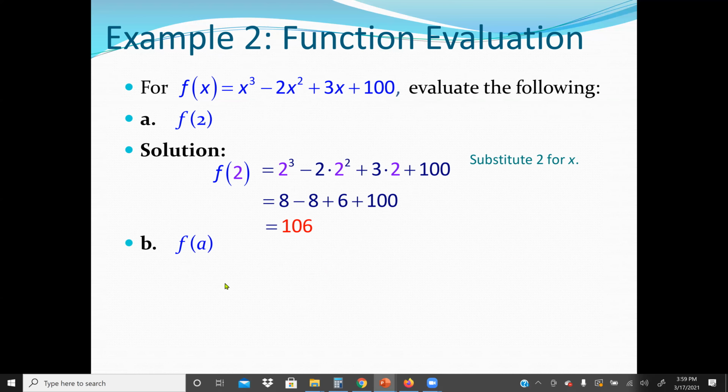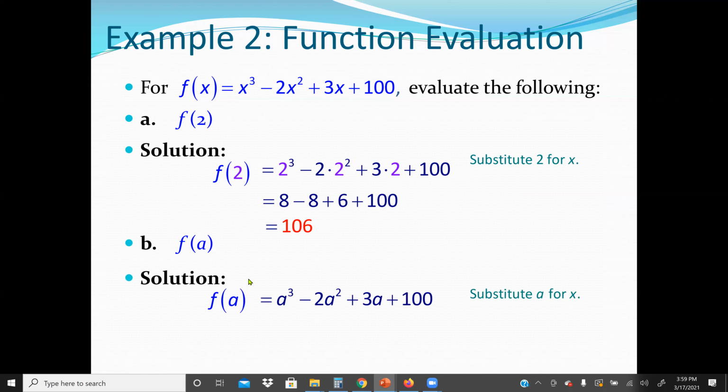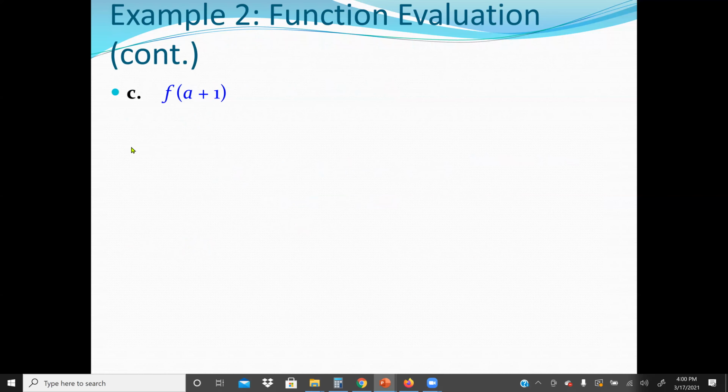Now let's try f at a. The same thing: anywhere we see x, we are going to substitute a. So we get a cubed minus 2 times a squared plus 3 times a plus 100. We are using the same function, so we substitute x with a because we are looking for f at a. Since we don't have any like terms, the answer will be as it is.